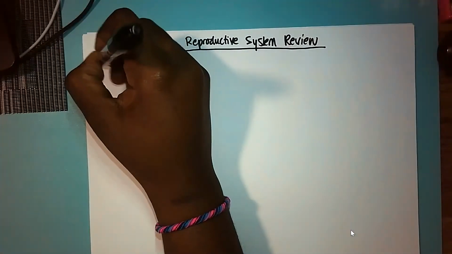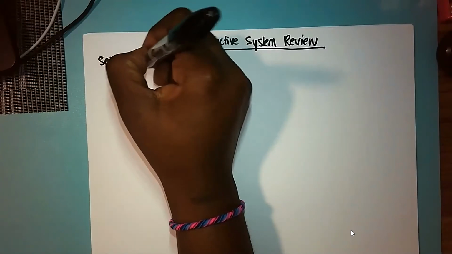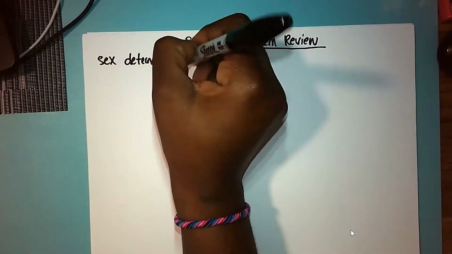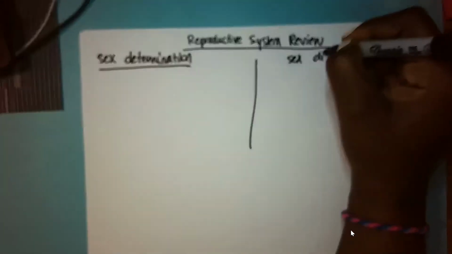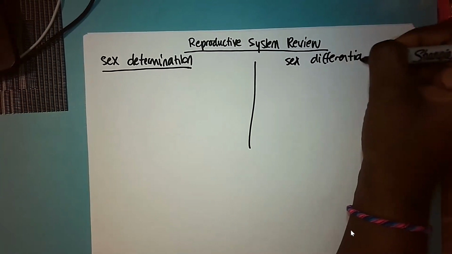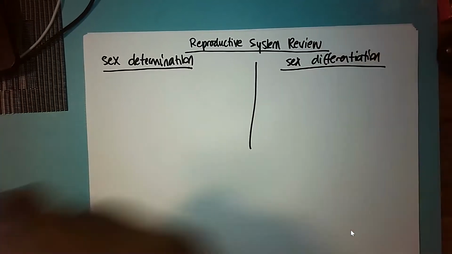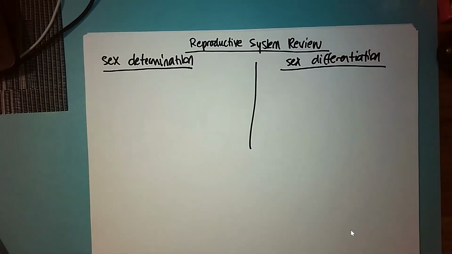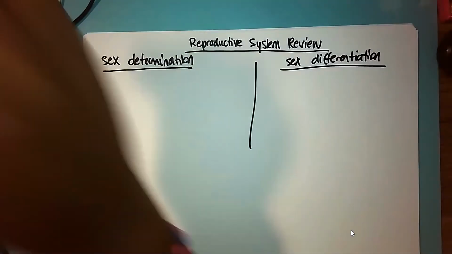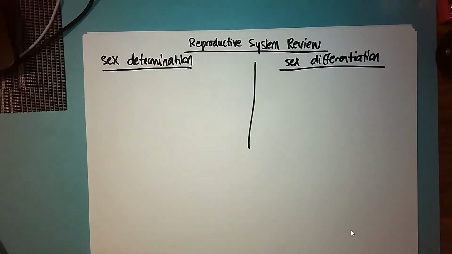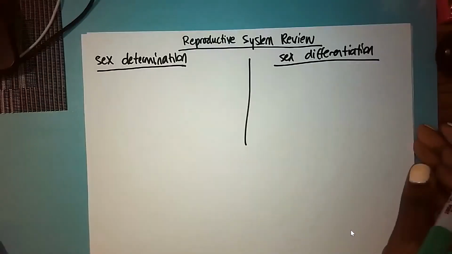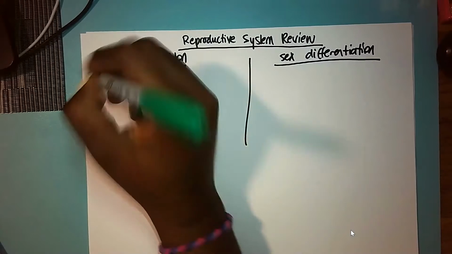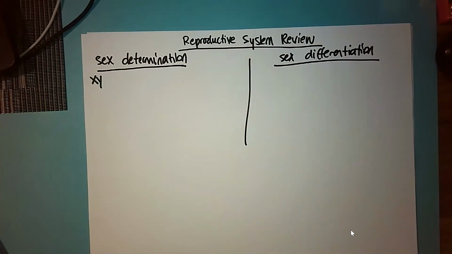Okay. And we want to distinguish between sex determination and sex differentiation. So we said sex determination was dependent upon the presence of the SRY gene, right? So the Y chromosome, which has the SRY gene, which codes for some specific proteins. So if we have XY, meaning we have the presence of a Y chromosome, this is going to be male.